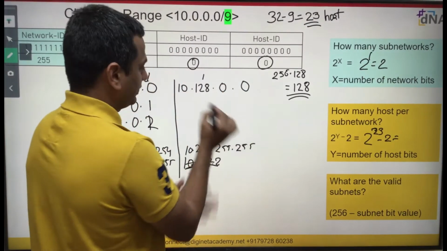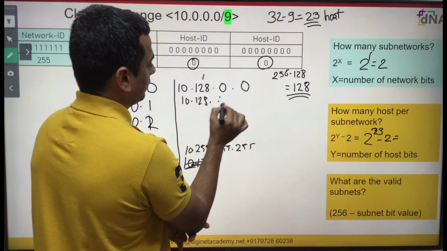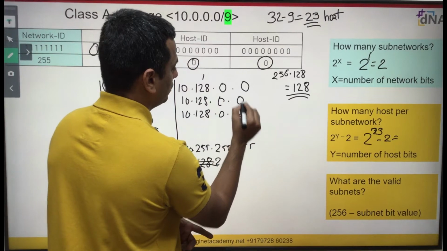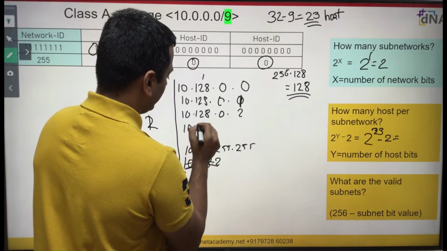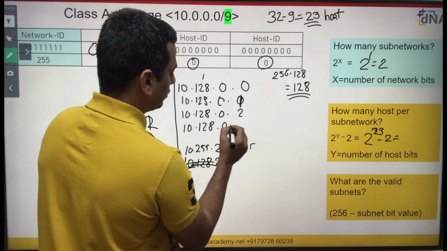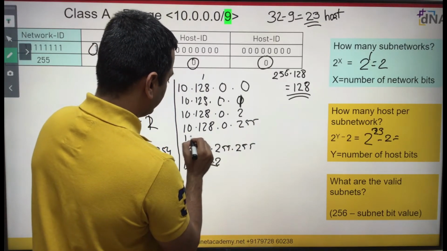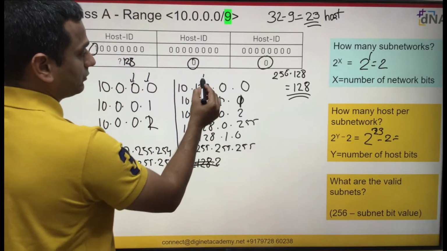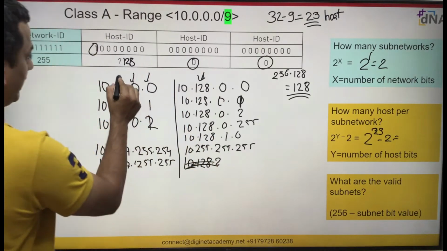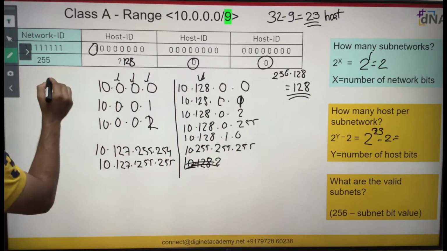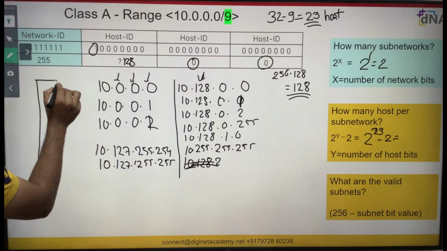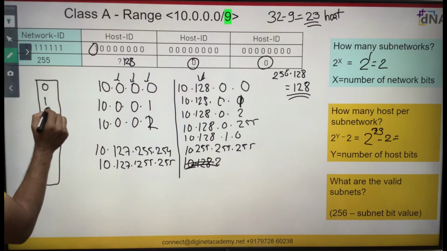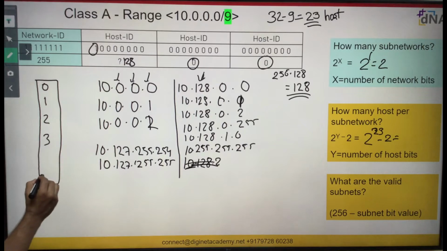What about this network? 10.128.0.0. Next 10.128.0.1, then 10.128.0.2, right? Go on. Then 10.128.0.255, right? Then 10.128.1.0. Of course, because we have a range from 128 to 255 and 0 to 127. So if you focus only on the second octet, it means start from 0, 1, 2, 3 up to 255.